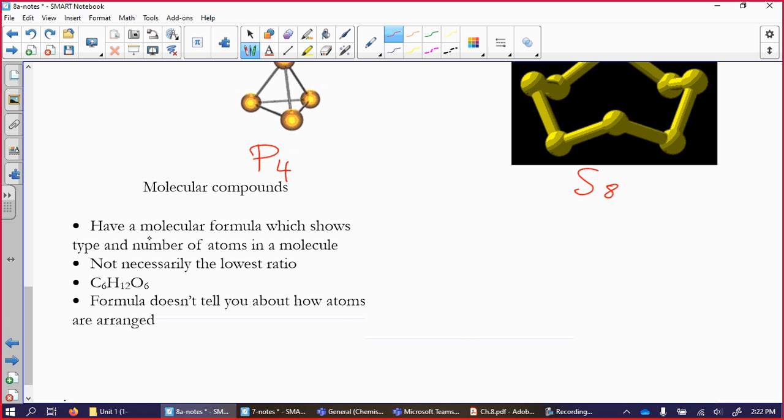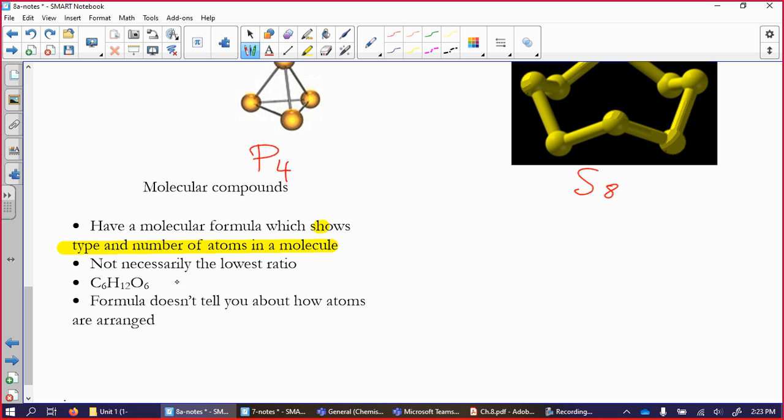Molecular compounds, I said, I think it was either up top or on the last page, are distinct units. The formula shows the type and number of atoms that are present in a molecule. There's no lowest ratio, there's no simplifying things and all of that.